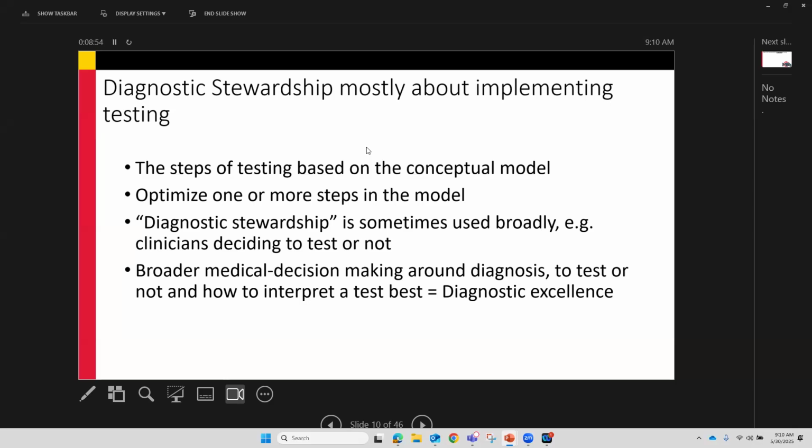And sometimes people say diagnostic stewardship when they're talking about clinicians deciding what to order or to test or not. And that often kind of veers into this area of diagnostic excellence, which I think is a little bit more of a clinical reasoning, medical decision-making type world that I think of as a little bit separate.